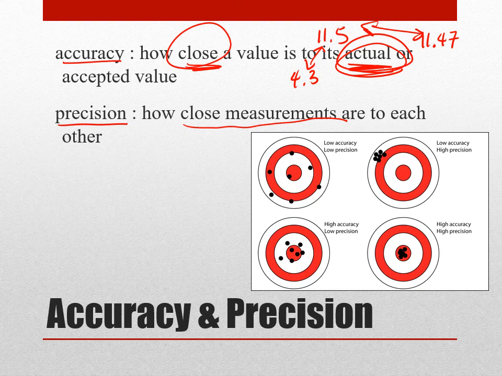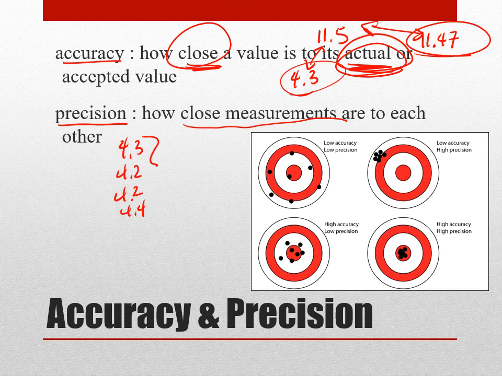So let's say, again, that I'm measuring my density of silver, and let's say that I get like 4.3, and then 4.2, and then 4.2, and then 4.4. Well, these are all super close to each other, so I would say that my data are precise. There's a lot of precision there, but definitely not accurate if my accepted value is still that 11.5.